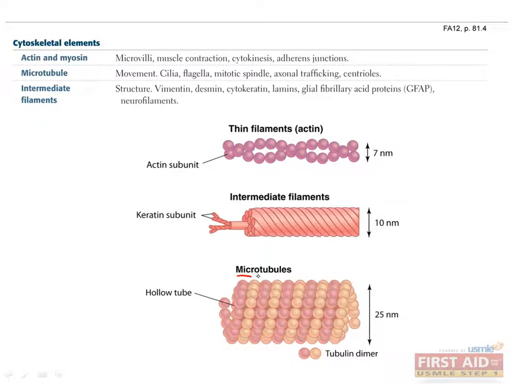We already talked about microtubules, but to recap, they're the largest part of the cytoskeleton, with a diameter of about 25 nanometers, and are generally involved in movement of things inside cells, or of the cells themselves. They're present in cilia, flagella, the mitotic spindle, axonal trafficking, and centrioles.